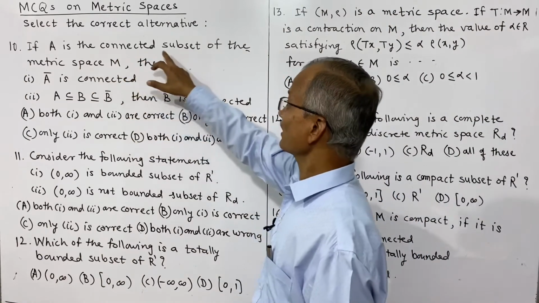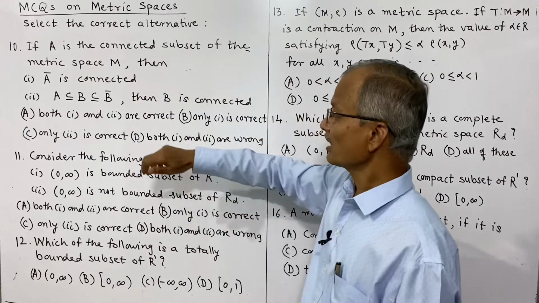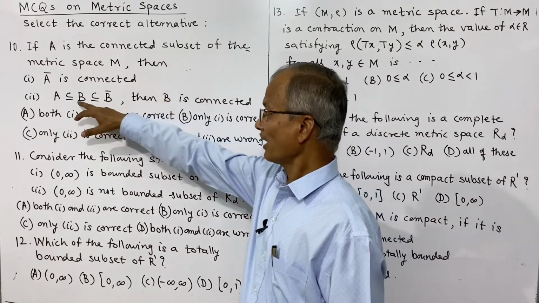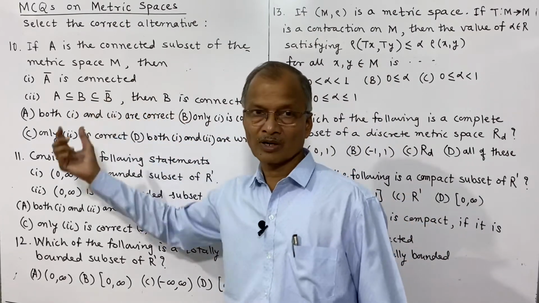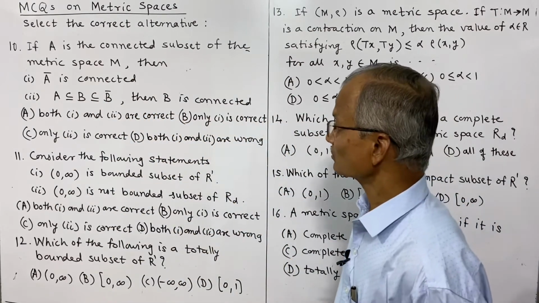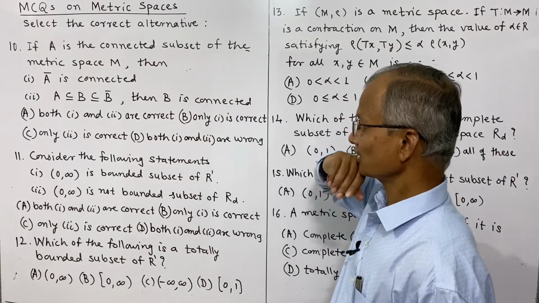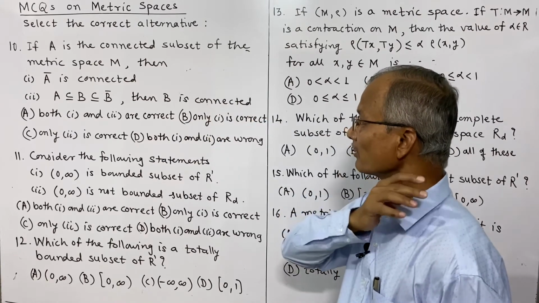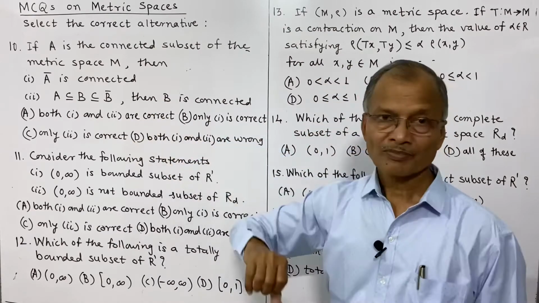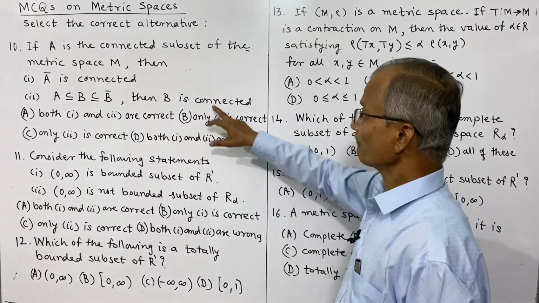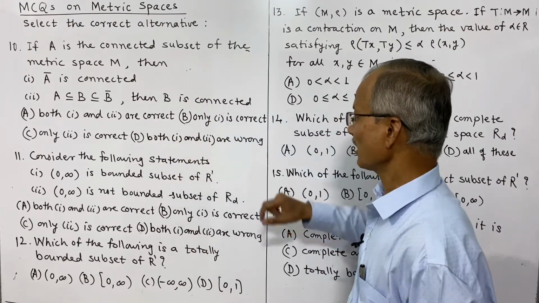If A is connected subset of the metric space M, then closure of A is connected. The 2 statements are given. A is subset of B, B is subset of closure of B. That is always true. A set is subset of closure of the set. Then B is connected. If this is the second statement, then both first and second are correct. Only first is correct. Only second is correct. Both first and second are wrong.